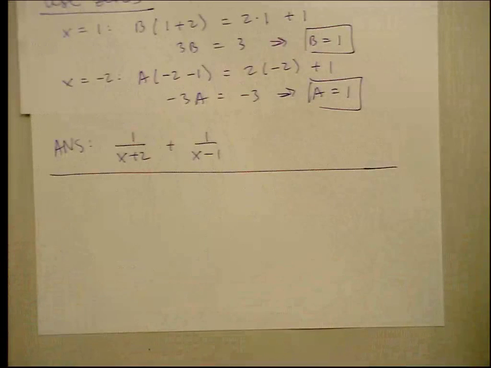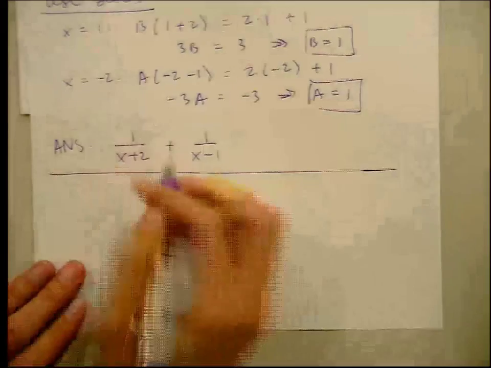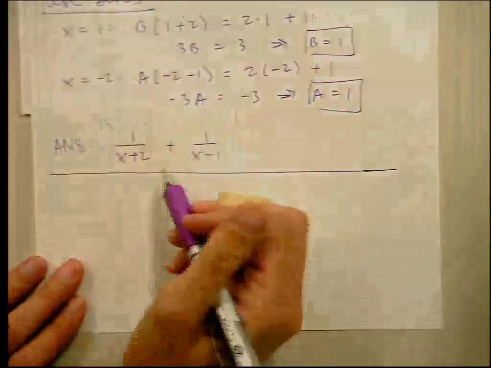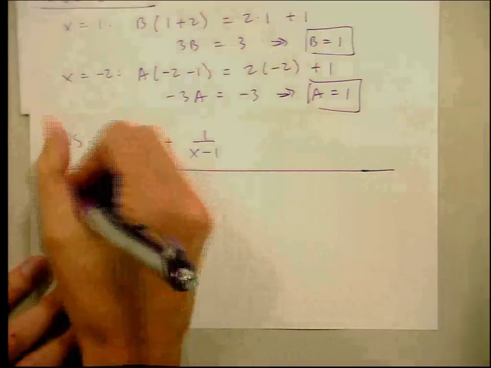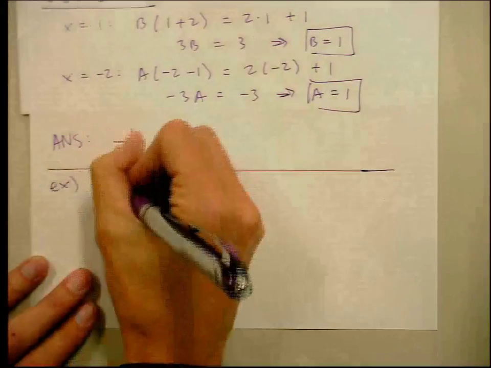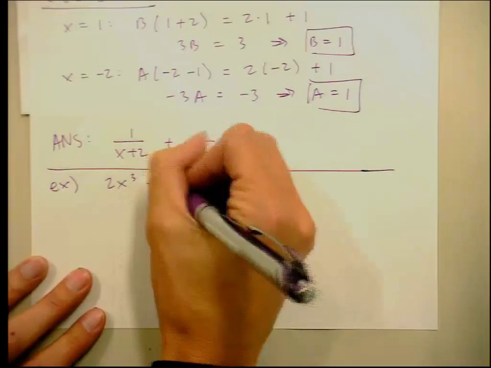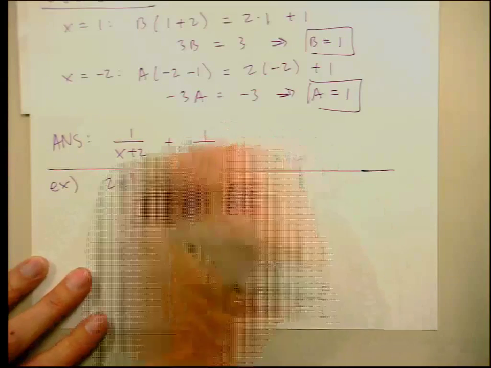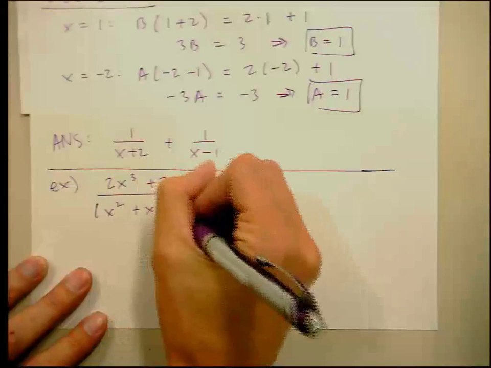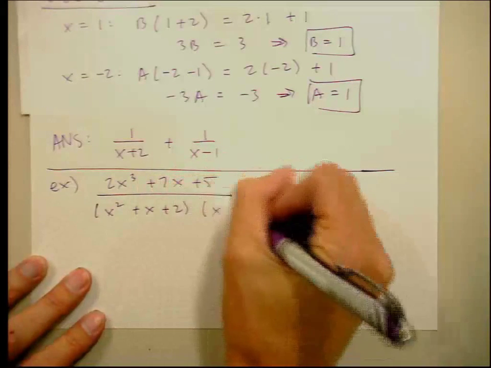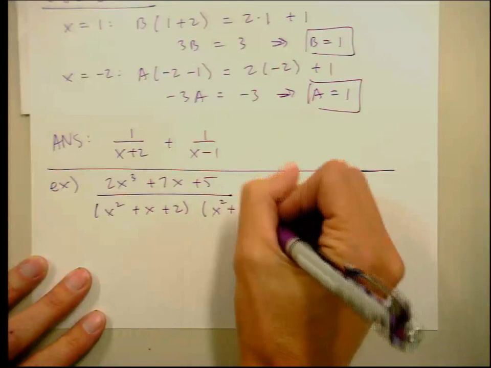Let's take a look at this next one. Sometimes you can use the zeros for part or all of your values. Sometimes you can't, and this is an example of that. In the numerator, we've got 2x cubed plus 7x plus 5 divided by x squared plus x plus 2, quantity x squared plus 1.